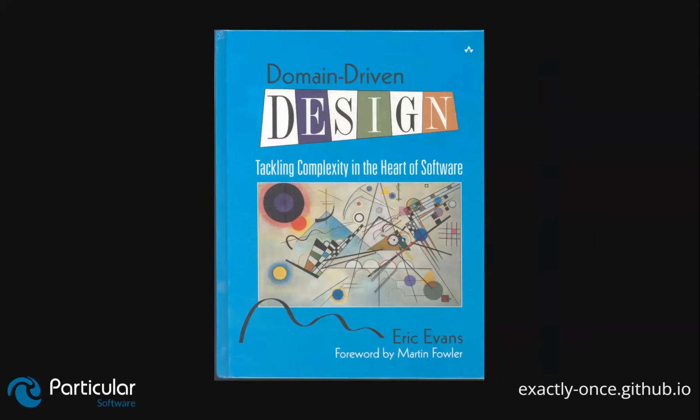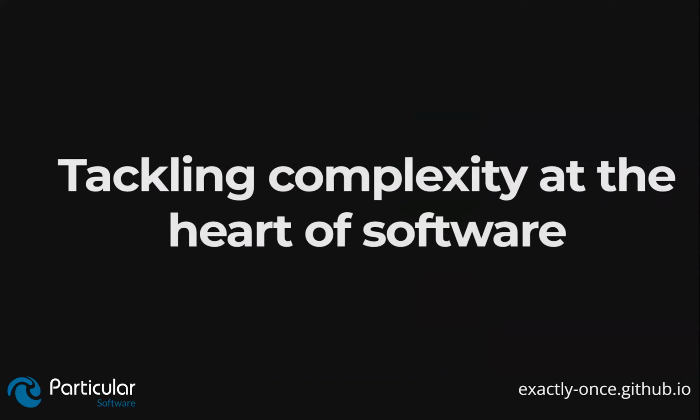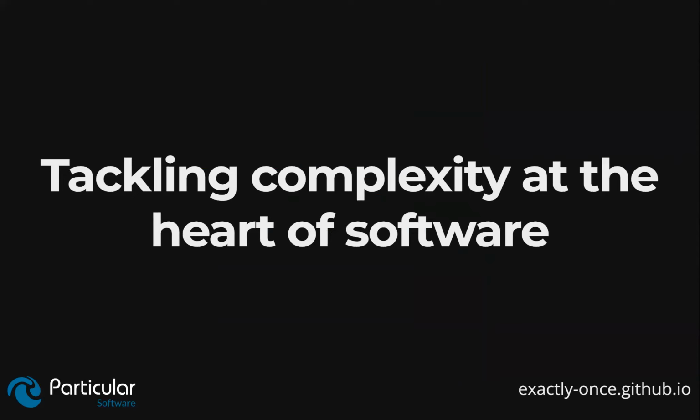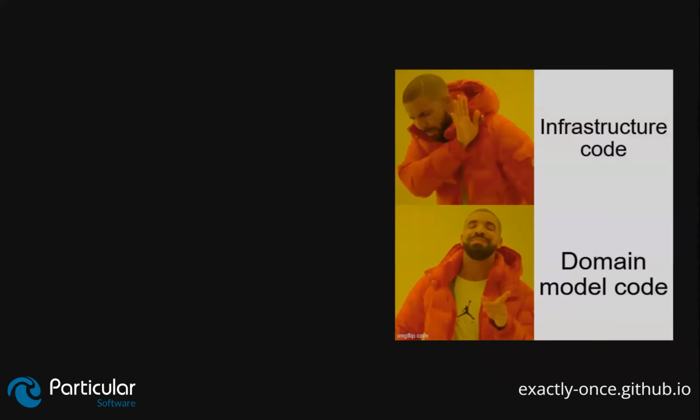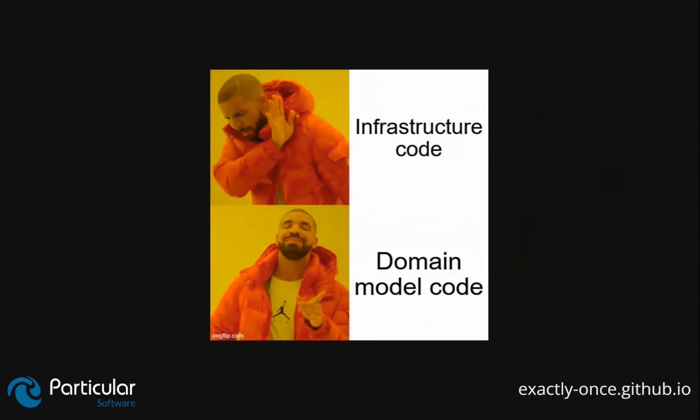We'll also take a look at the Blue Book. No presentation about domain-driven design can avoid referencing that book. So that's the original book by Eric Evans. And what we'll take from this book is the subtitle, Tackling Complexity at the Heart of the Software. What does that mean? What I heard a number of times, the understanding of that sentence is, again, what would Drake say here, is we're not focusing on infrastructure code.